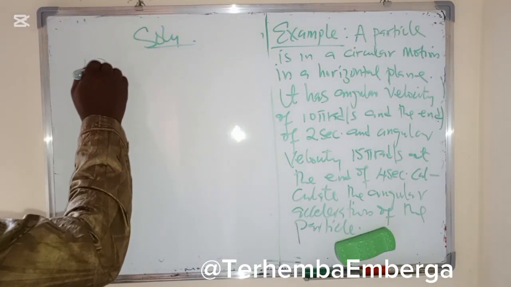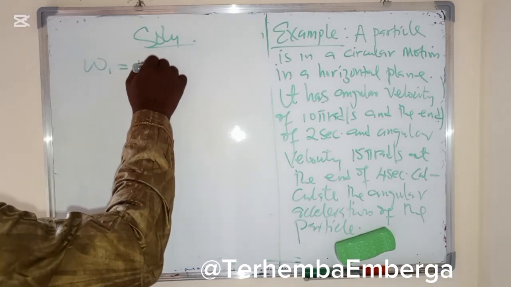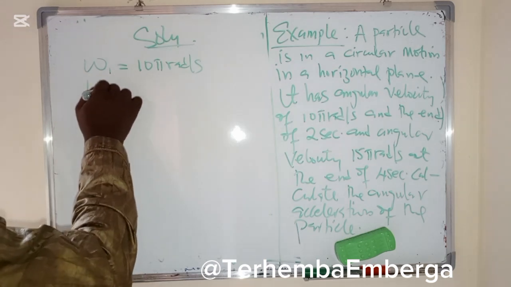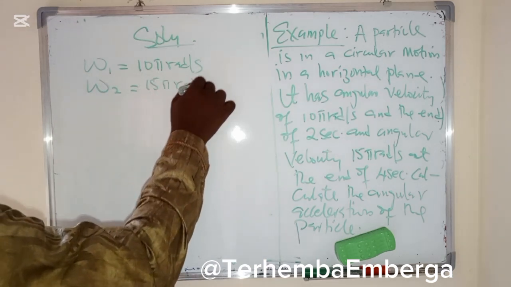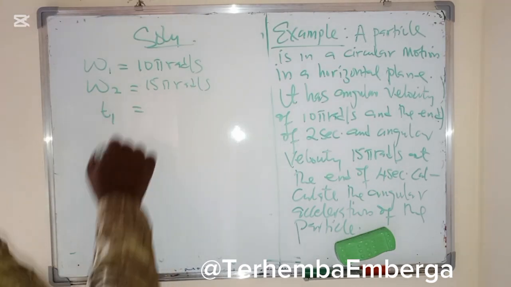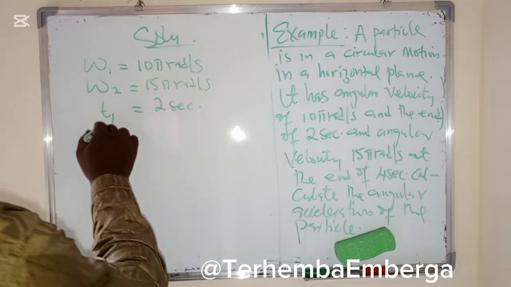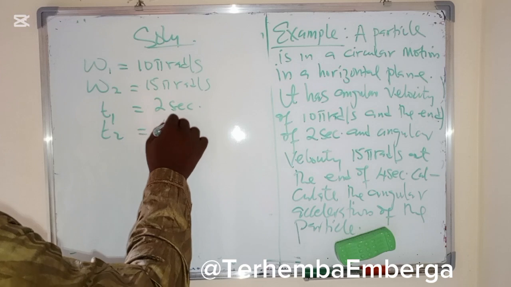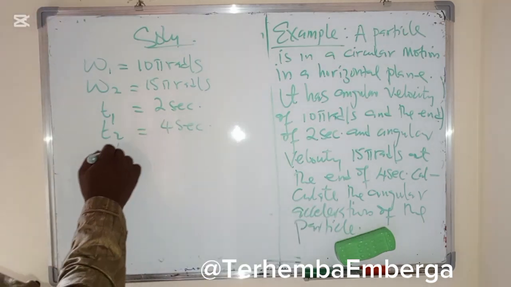So this is omega 1, giving us 10 pi radians per second. Omega 2 giving us 15 pi radians per second. And then t1 is 2 seconds, and t2 is 4 seconds. And we're asked to calculate the angular acceleration.